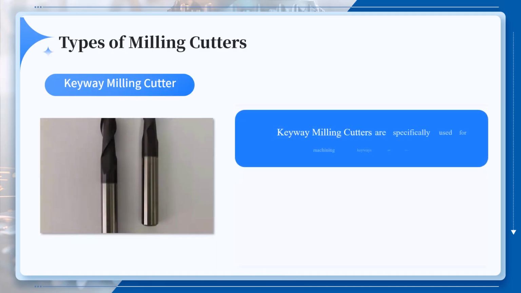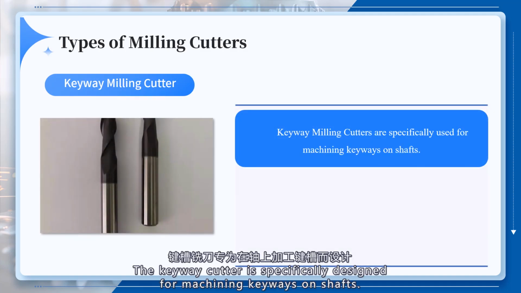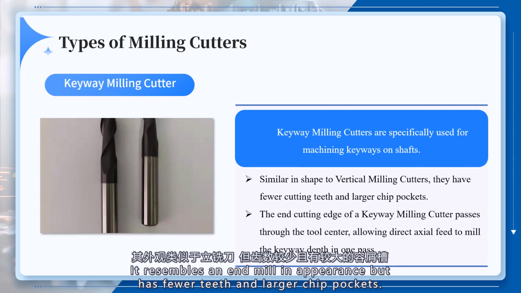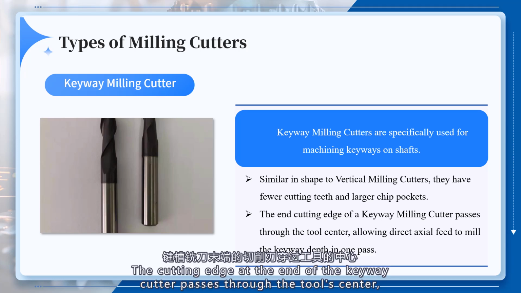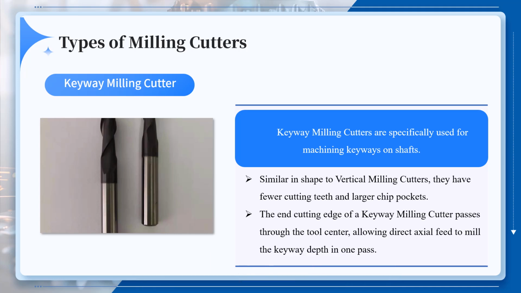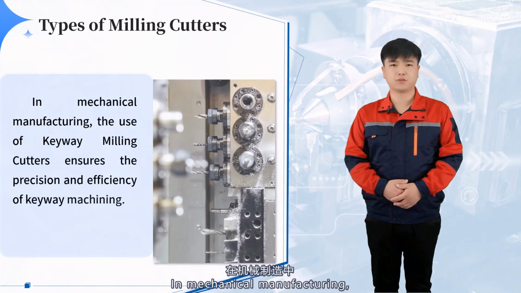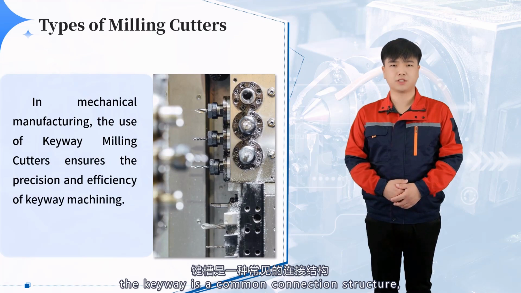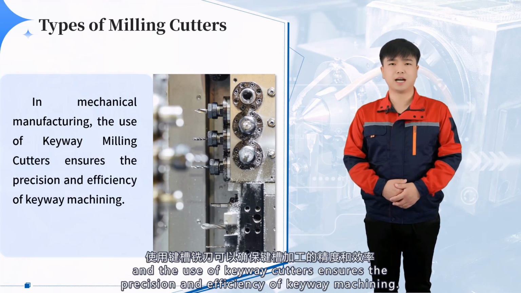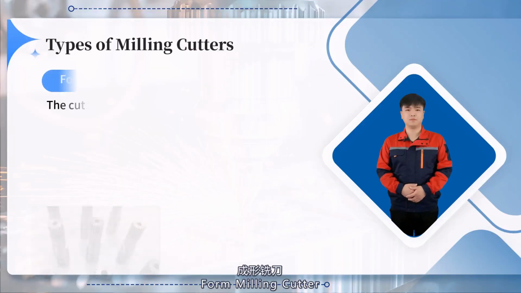Keyway cutter. The keyway cutter is specifically designed for machining keyways on shafts. It resembles an end mill in appearance, but has fewer teeth and larger chip pockets. The cutting edge at the end of the keyway cutter passes through the tool's center, allowing for direct axial feeding to mill the full depth of the keyway in a single pass. In mechanical manufacturing, the keyway is a common connection structure, and the use of keyway cutters ensures the precision and efficiency of keyway machining. Form milling cutter.